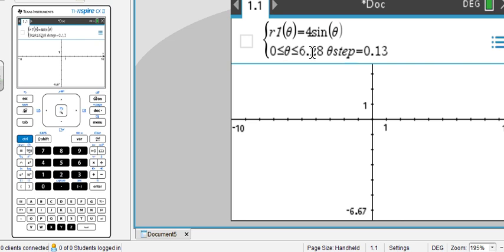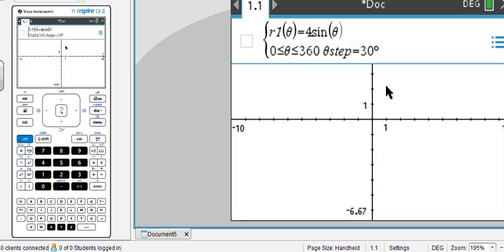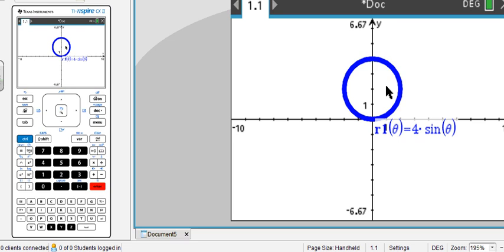And then remember, we want that interval to go from 0 to 360, so I'm going to change that. As far as the step by which to count thetas, I'm going to change that to 30 degrees, but you could change it to 60 degrees. I like 30 here. And I hit enter, and there's my beautiful graph. So r equals 4 times sine theta.